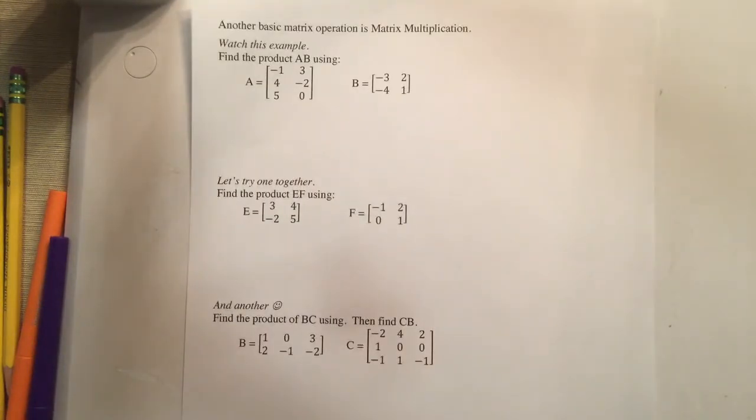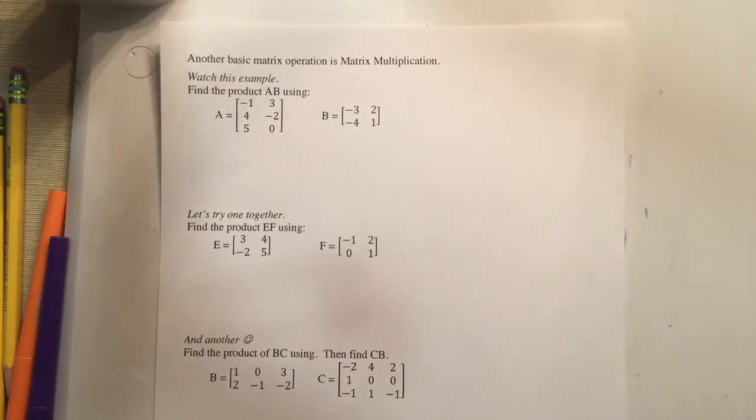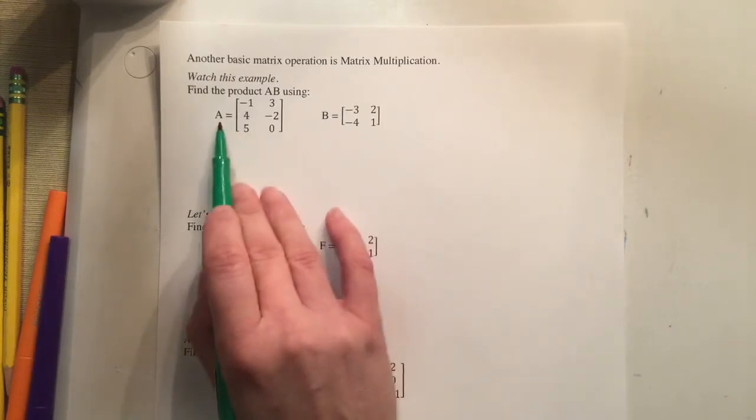It says another basic matrix operation is matrix multiplication. And this is where you're actually multiplying two matrices together. Here again, it's very important that you know how to find the dimensions, because when you are multiplying, you have to find the dimensions of both matrices that you are trying to find the product of. The middle two numbers have to match, and that's what this would look like. So I'm going to show you.